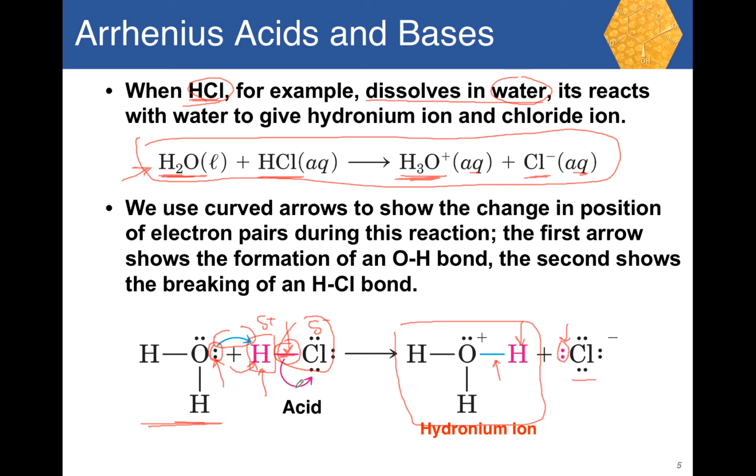So the bottom line is that this is an acid because in the reaction it has given up H plus to water to form here the hydronium ion and Cl minus. So HCl, based on the definition of Arrhenius, is an acid because it has given up its H to another molecule.